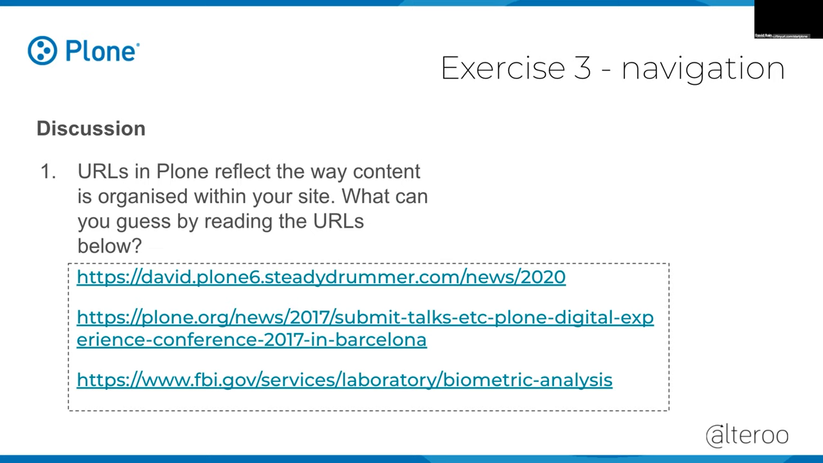As I said previously, URLs in Plone reflect the way content is organized within your site. And so you can read this and make some judgments about what's happening here. So for example, this must be a news section. Perhaps this is 2020 news, and you might expect to have a 2019 and a 2021. In this example, this is again news with 2017 news and specific news about submitting talks for a conference. Again, these URLs follow the titles. And you can make your own judgment about what's happening here.